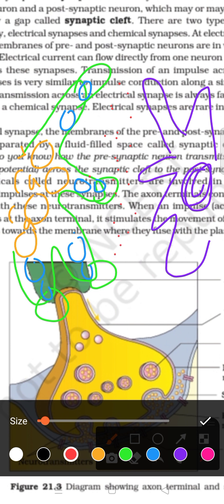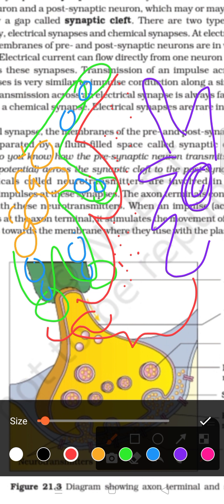Okay, now we will discuss this region. This region is known as the synaptic cleft. This synaptic cleft has two regions. This is the synapsis region, known as the presynaptic region, the presynaptic membrane. This region is known as the presynaptic region, and this is known as the postsynaptic region.